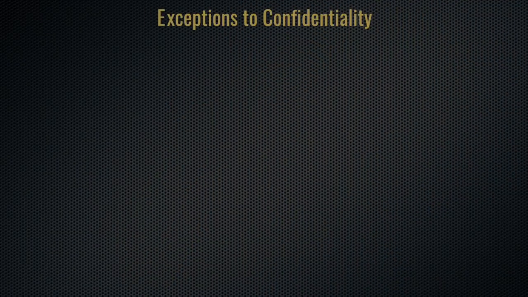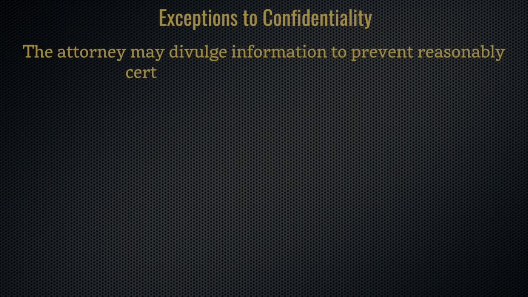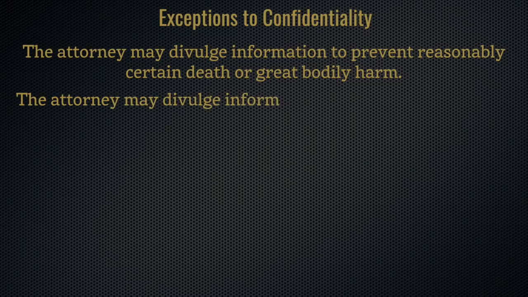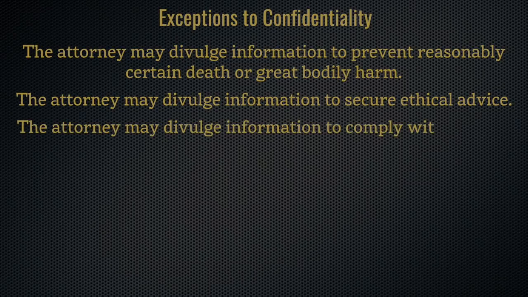There are 6 exceptions. The first exception is that the attorney may divulge information to prevent reasonably certain death or great bodily harm. Here, we're not given any facts about circumstances that would fit within this exception, so that's not applicable. Another exception is that the attorney may divulge confidential information to secure ethical advice, to make sure that they are in compliance with these rules. Again, we do not have any facts that fit within that exception. Another exception is to comply with law or court order. Here, we do not have any facts illustrating that this exception is applicable.